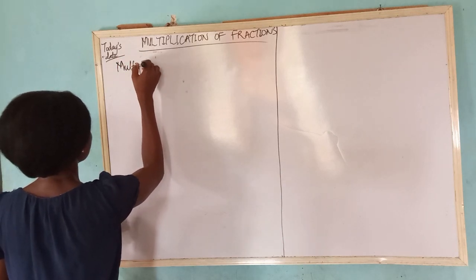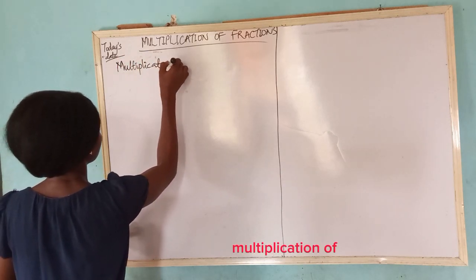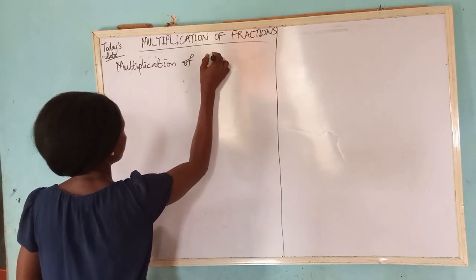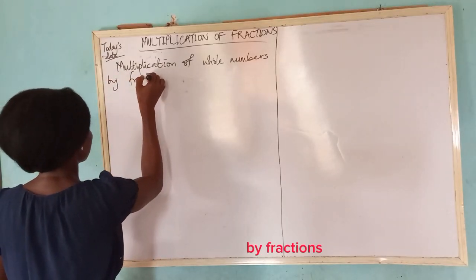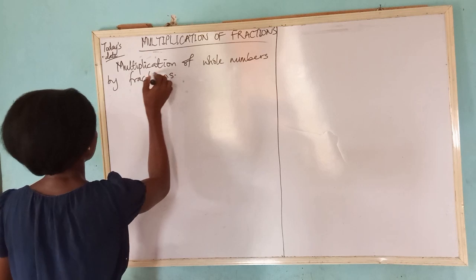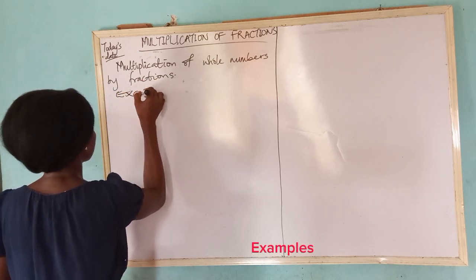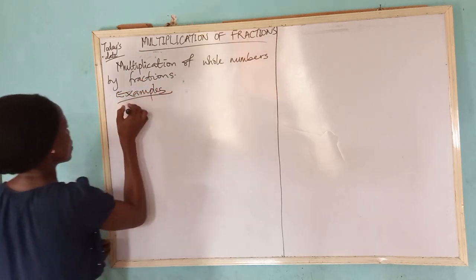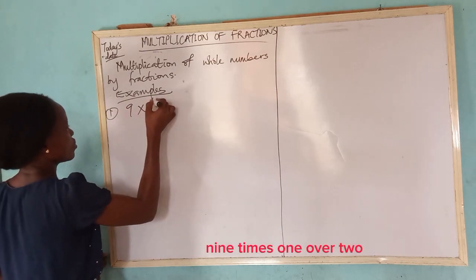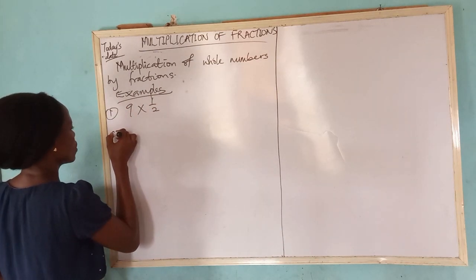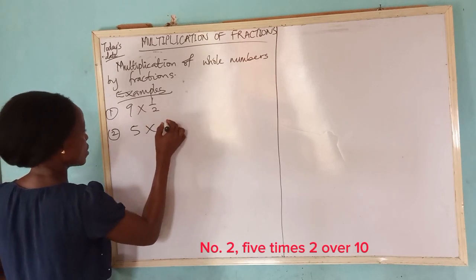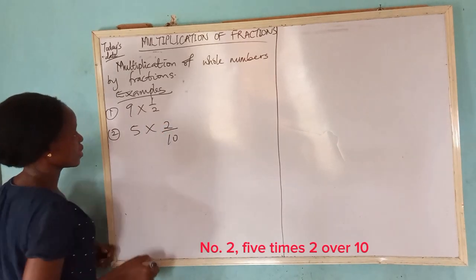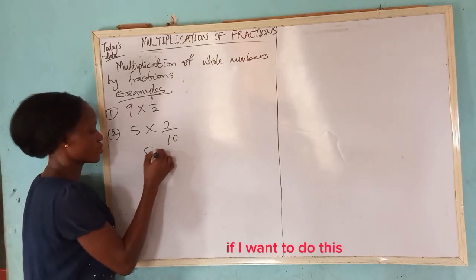Multiplication of whole numbers by fractions. Examples: 9 times 1 over 2, and 5 times 2 over 10. Now I want to do this.